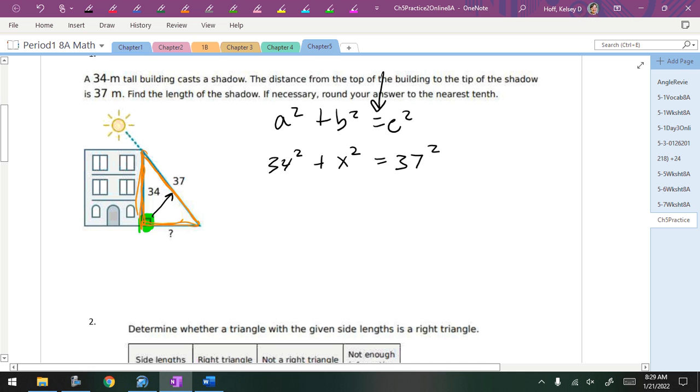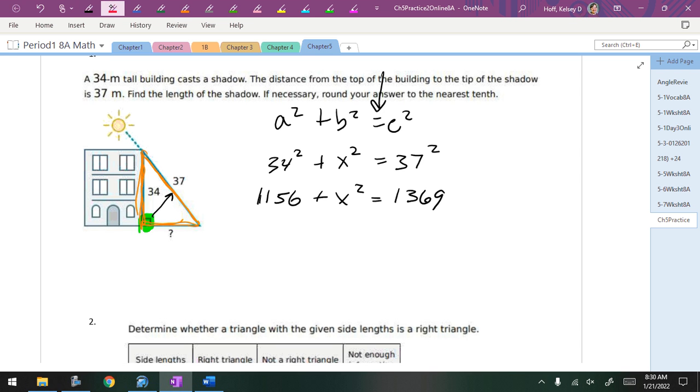Everybody use your calculator. Get 34 squared. Get 37 squared. And then we'll get the answers. I want everybody to take a chance to calculate those. You want to do the squared, so that's that button. 34 squared, I'm stealing off Caitlin's paper, 1,156 plus x squared equals 1,369.